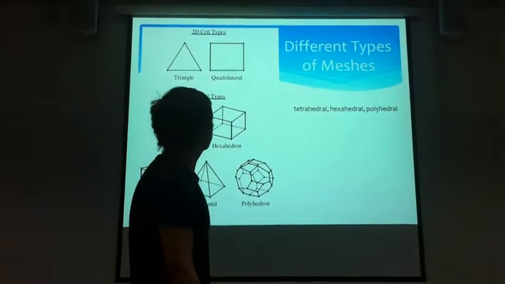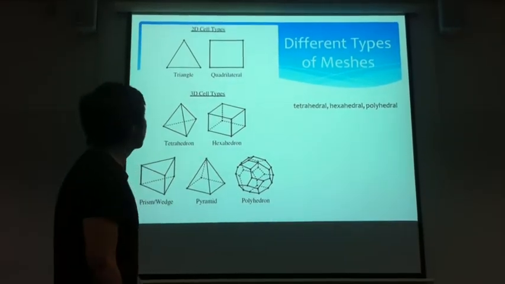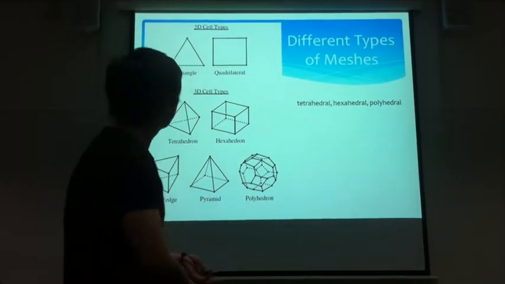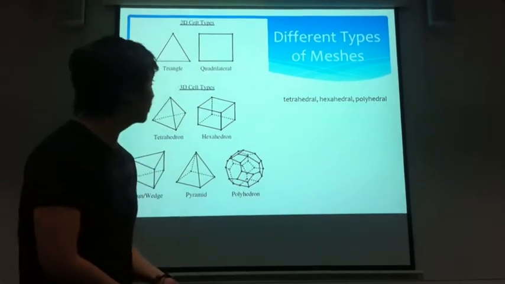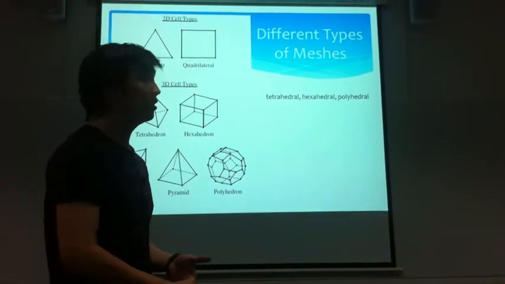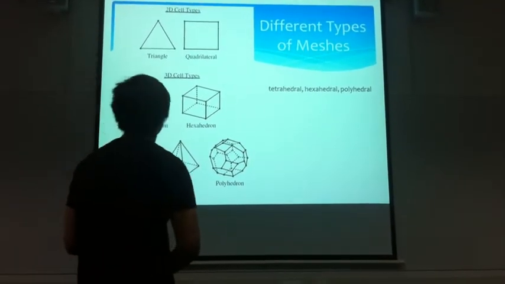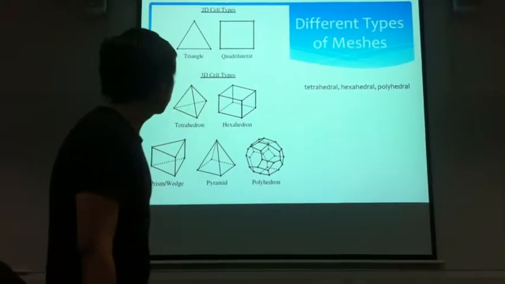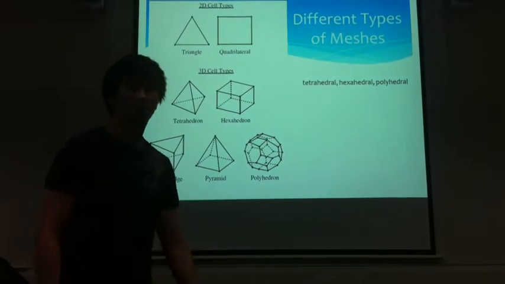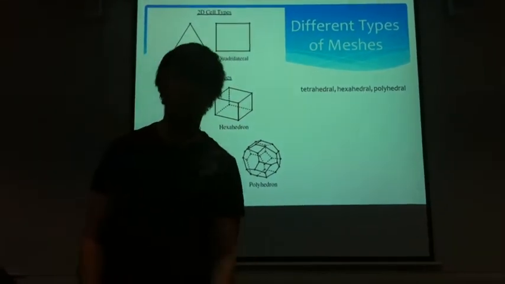There are different types of meshes. You have 2D cell types and 3D cell types. In the 2D cell types, you get triangle and quadrilateral. The main one you want is quadrilateral, as that makes the mesh a lot better. With the 3D cell types, you've got tetrahedron, hexahedron, as well as a few others. But the good ones are the hexahedrons with four entities.